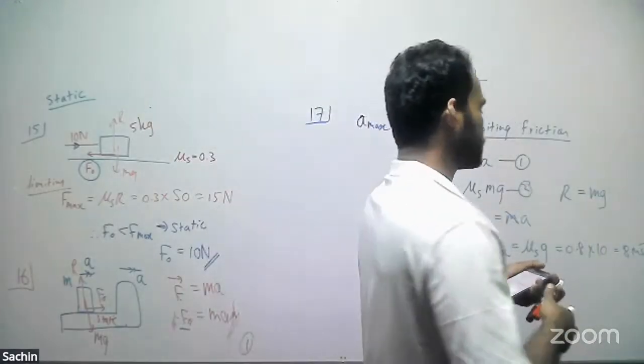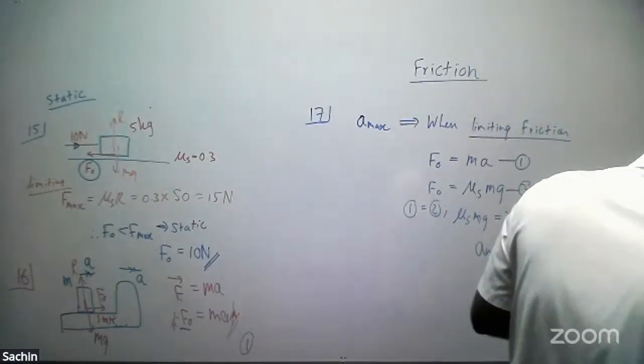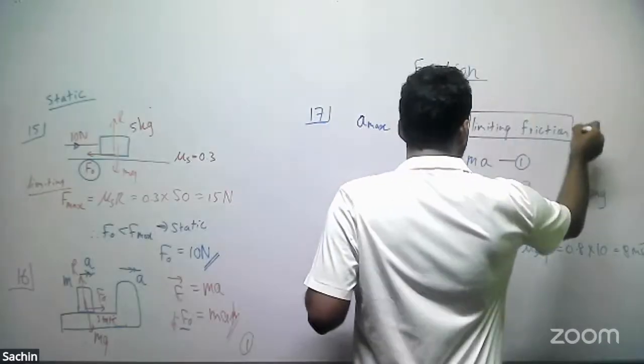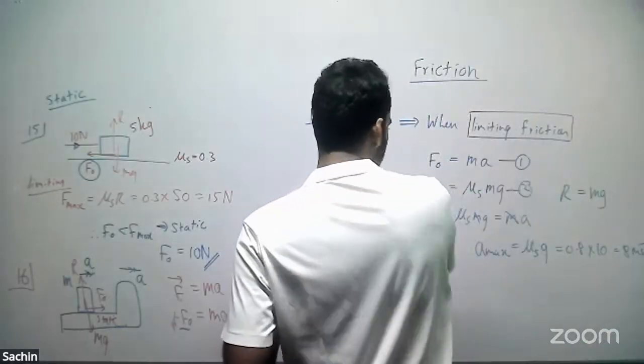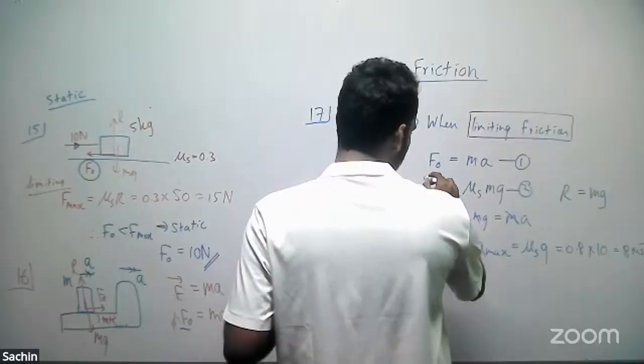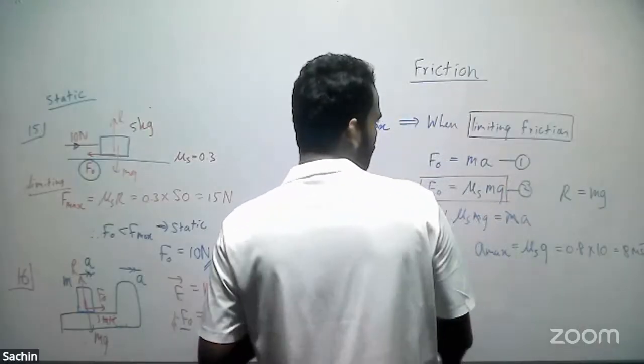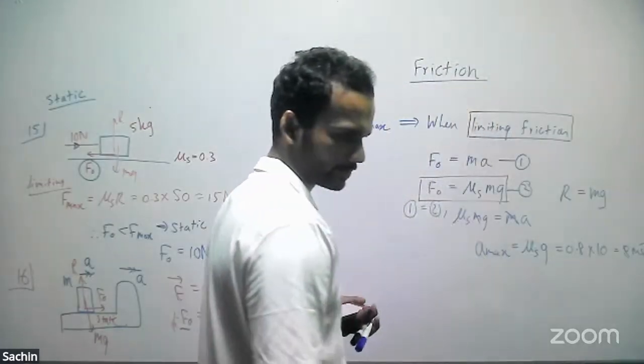You see, what happens when limiting friction is involved is, other than the same normal equations, you can write this equation. When limiting friction is there, you can use F equal mu R. That is the only difference.